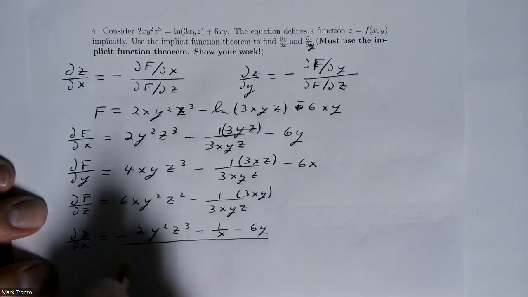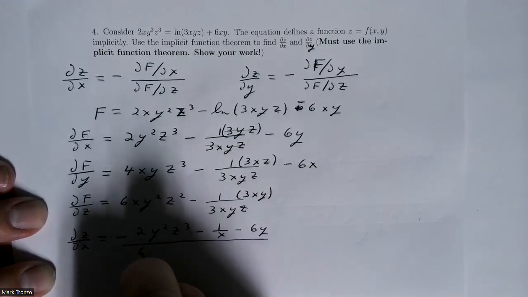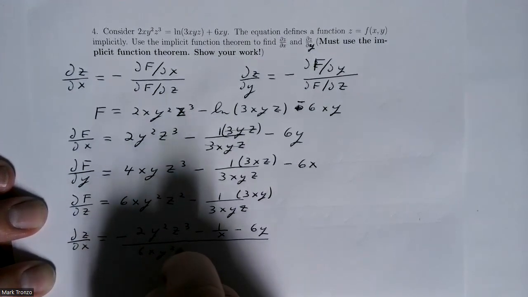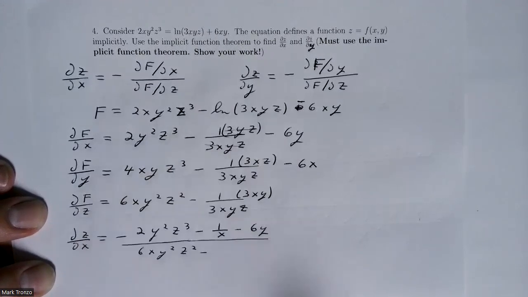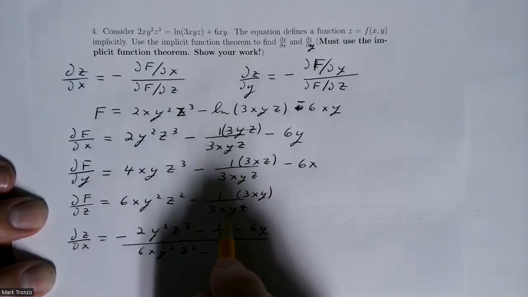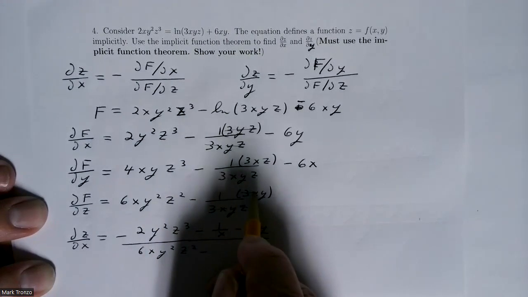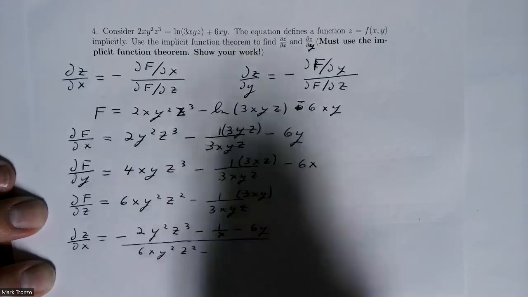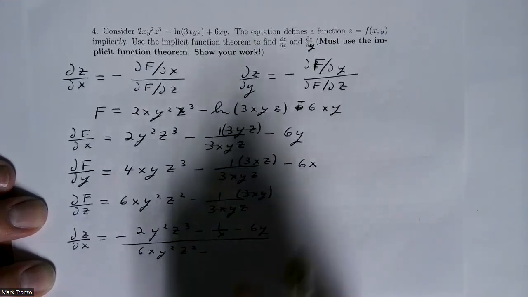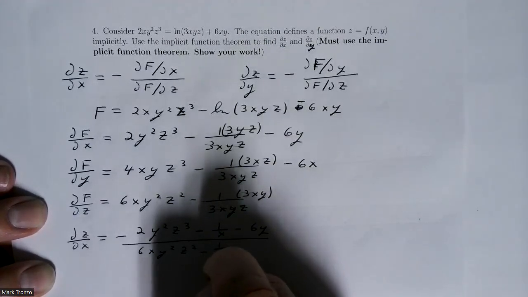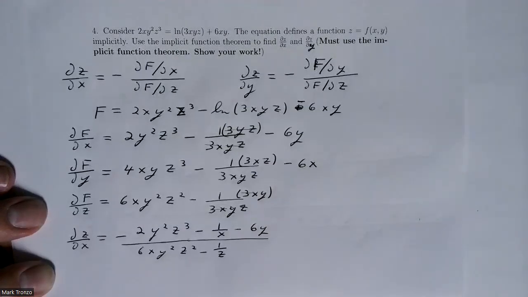all over df dz, which is 6xy squared z squared. And once again, over here, we can cancel, can't we? We could get rid of this and this and this. So it's going to be like 1 over z, like that.